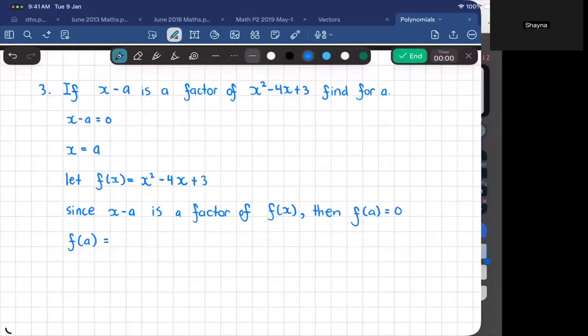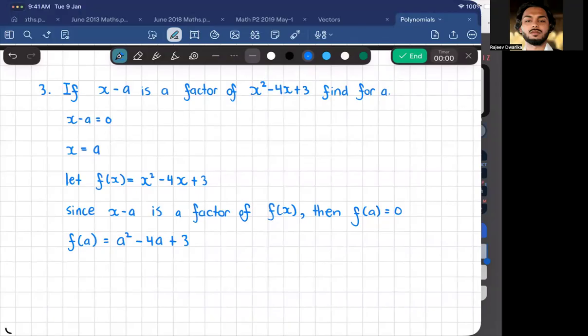Oh, you wouldn't be able to solve this, and I realize that. Actually, no, you could solve it. Let me continue. You would be able to solve it. All right, so Shayna, tell me. f of a equals a squared minus 4a plus 3. Okay. Let me just keep going and see if we can solve it, right?